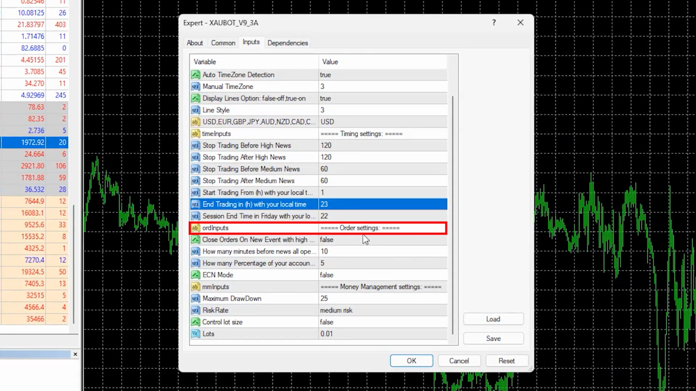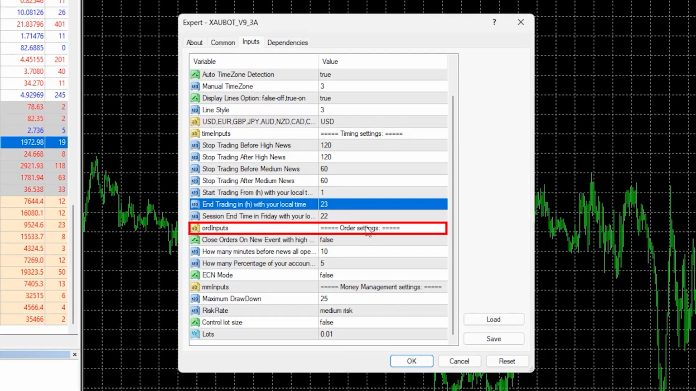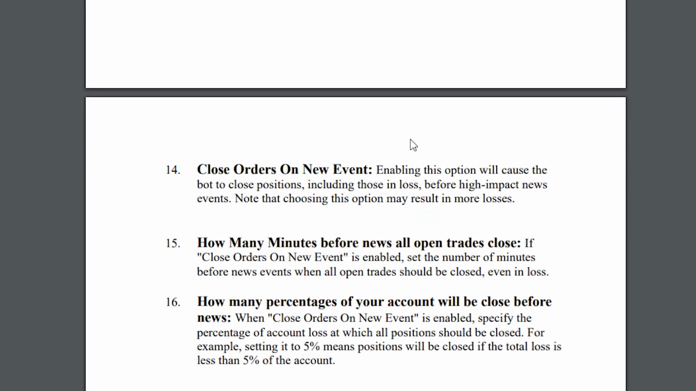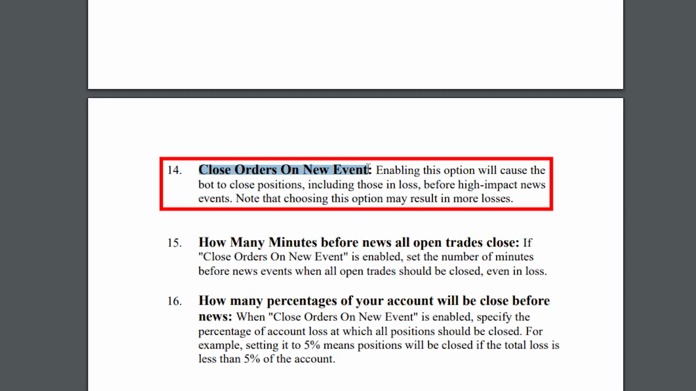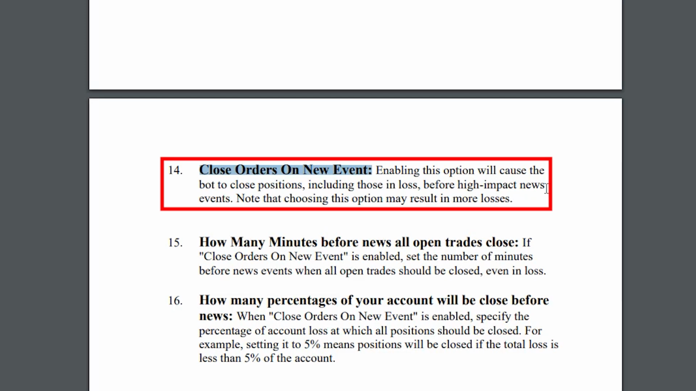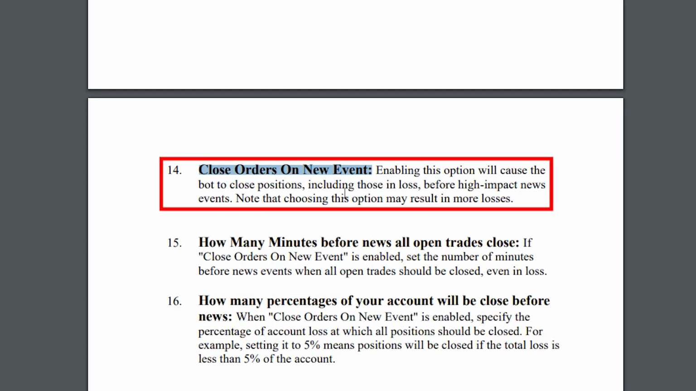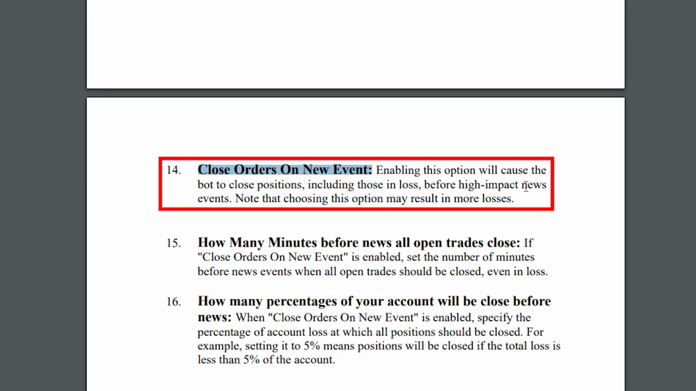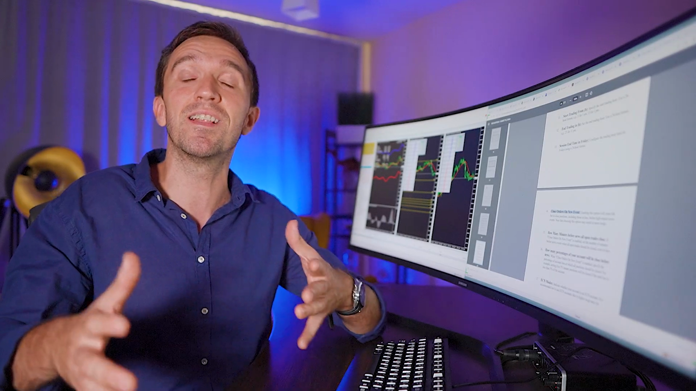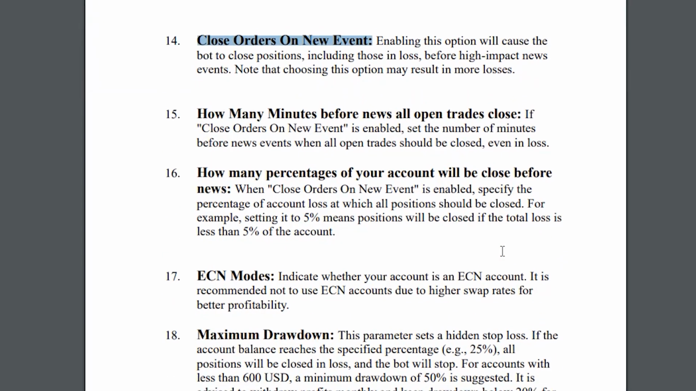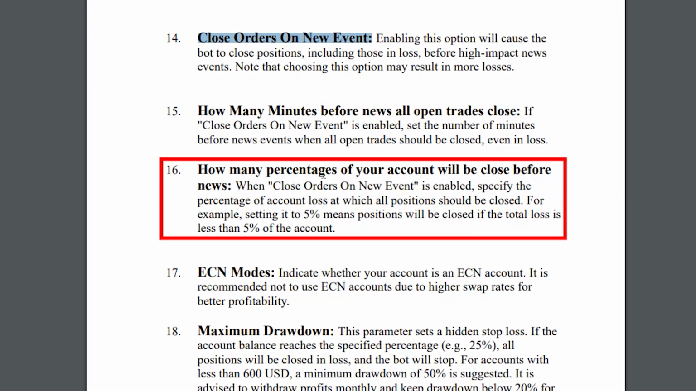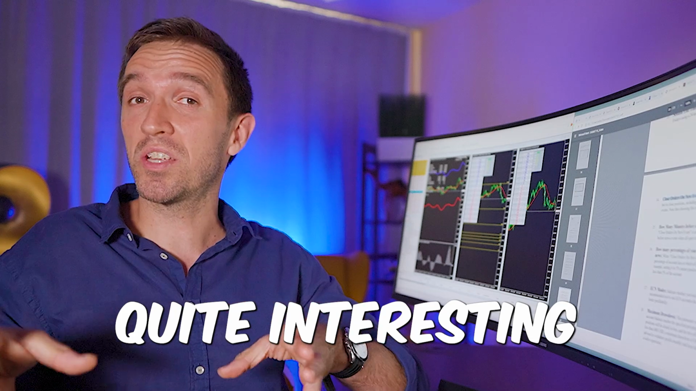Now here comes the more interesting part with the order settings. I will scroll lower in the manual, and I want to see exactly what close orders on new event means. Enabling this option will cause the bot to close positions, including those in loss, before high impact news events. Alright, so this is still about the economic news.